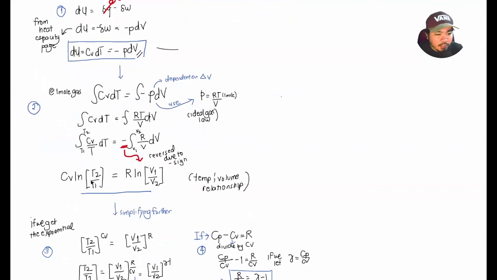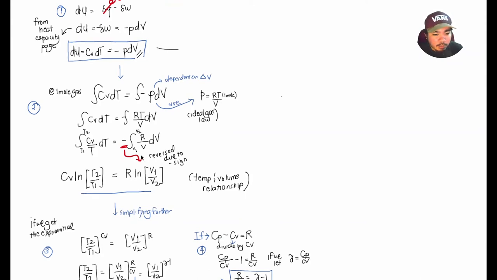CV ln, because if you remember your derivations or integrals, the integral of 1 over T becomes ln T. So that becomes CV ln, and we are evaluating from T1 to T2. So that's why it's T2 over T1.